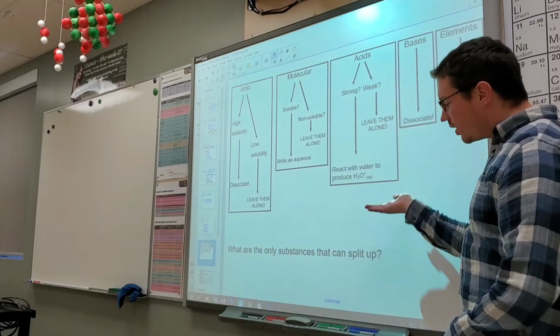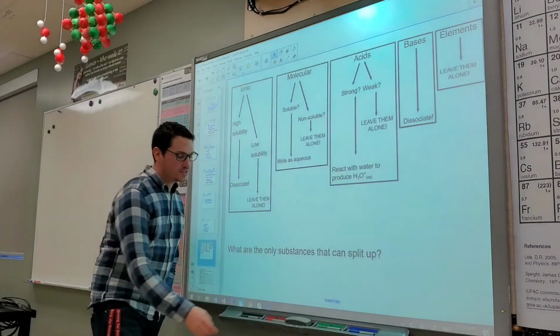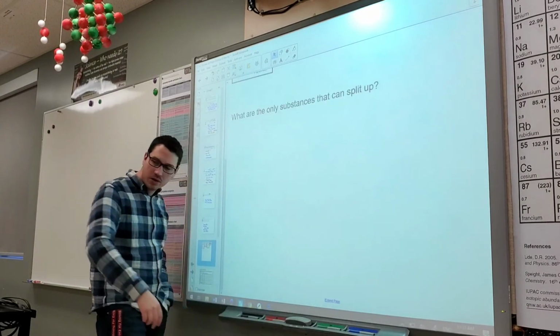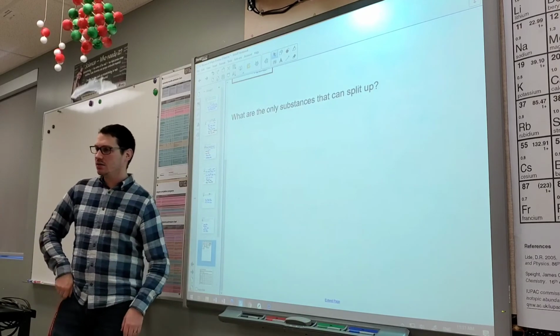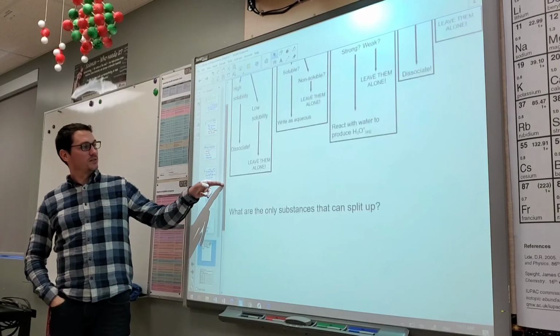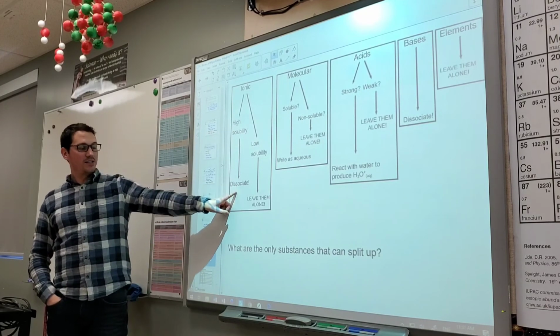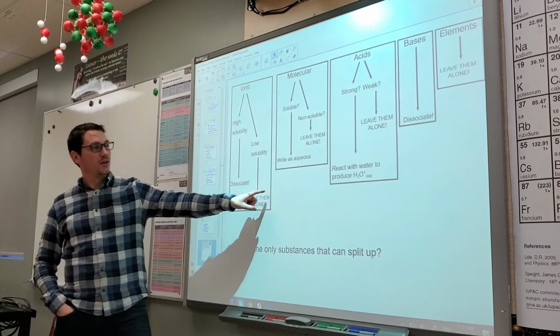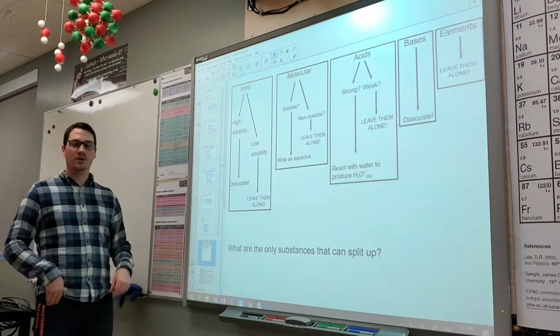So this will hopefully help you. What are the only substances that can really split up? What are the only substances that can make two different things? When I look at this, ionics and strong acids. High solubility ionic compounds and strong acids, right? They all kind of split up. Those are really the only ones.